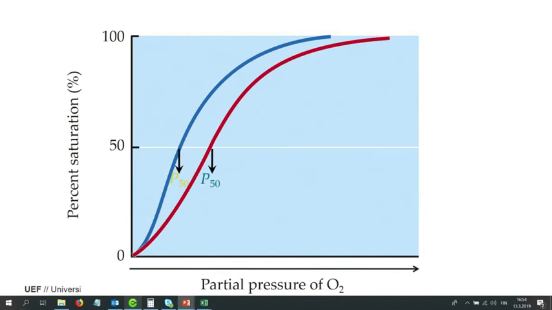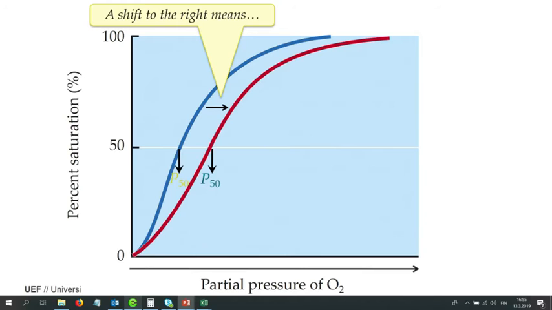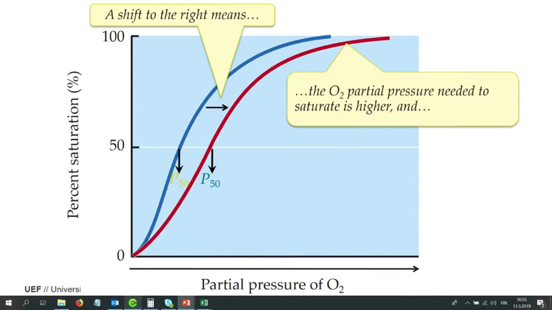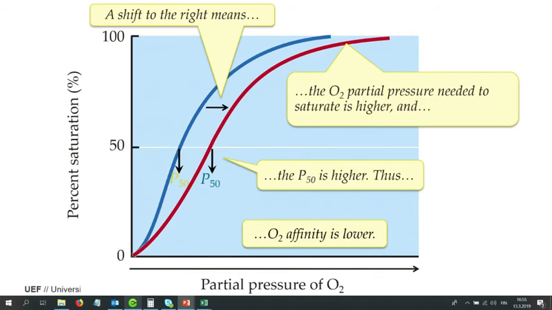So different kinds of affinities need different partial pressures for 50% saturation. A shift to the right means that the partial pressure needed to saturate is higher, and the pressure needed for half of the binding sites to be occupied is higher, and that causes the oxygen affinity to be lower.